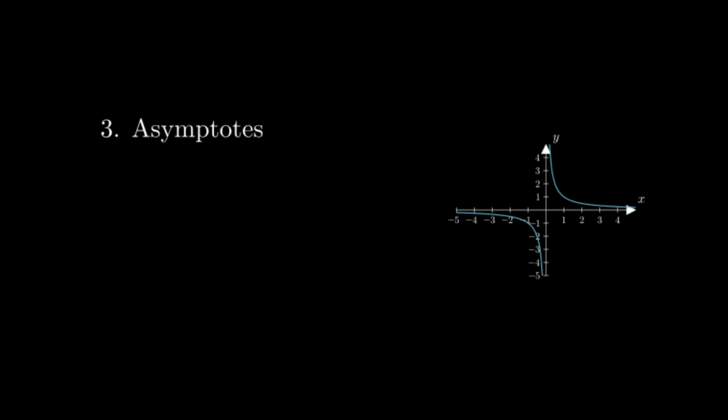Our third key feature is asymptotes. Asymptotes are lines that a graph approaches but never touches. They act as boundaries for the function. Let's examine this graph. You can see two branches that are guided by invisible lines. This dashed vertical line is a vertical asymptote. The graph gets infinitely close to this line, but never crosses it. This often happens when the denominator of a fraction in the function becomes 0. This dashed horizontal line is a horizontal asymptote. It describes the behavior of the function as x approaches positive or negative infinity. The graph levels off and gets closer and closer to this line.